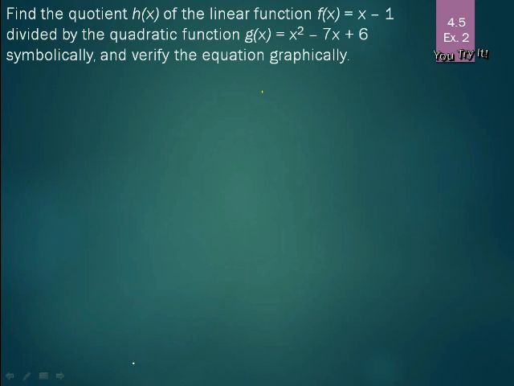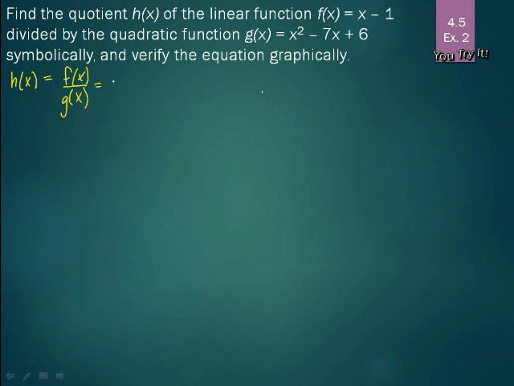Find the quotient h of x of the linear function f of x equals x minus 1 divided by the quadratic function g of x equals x squared minus 7x plus 6 symbolically, and verify the equation graphically. Okay, so let's first do this symbolically. So we can just write, h of x equals the quotient of f of x and g of x.